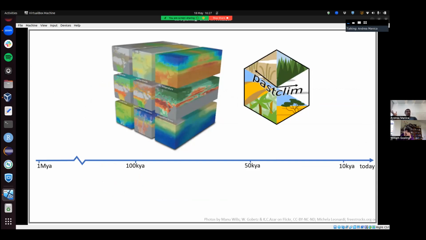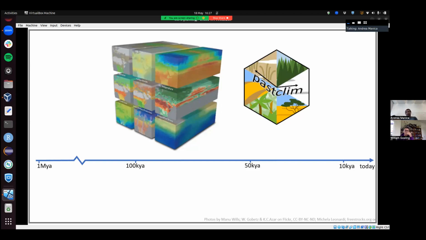So this is what pastclim can do for you. Effectively, it allows you to create both maps as well as time series of climate at different points in time, in principle for different models. At the moment, only 2 of them, but definitely more by the end of the year.